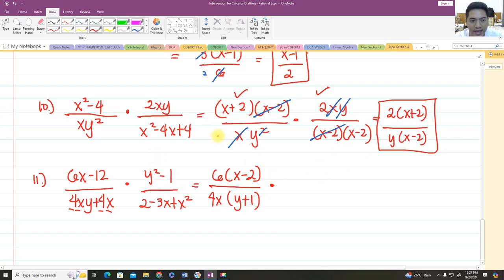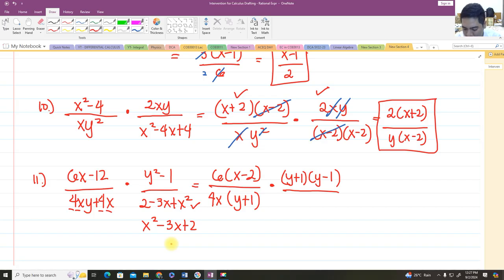And then we're going to multiply it by y squared minus 1. Factoring it out, that's again the difference of two squares, so this becomes y plus 1 and y minus 1 again. All over, as you can see here, we have 2 minus 3x plus x squared. It's just that the x squared is on the last part. But if you really think of it, it's x squared minus 3x plus 2, if you rewrite it.